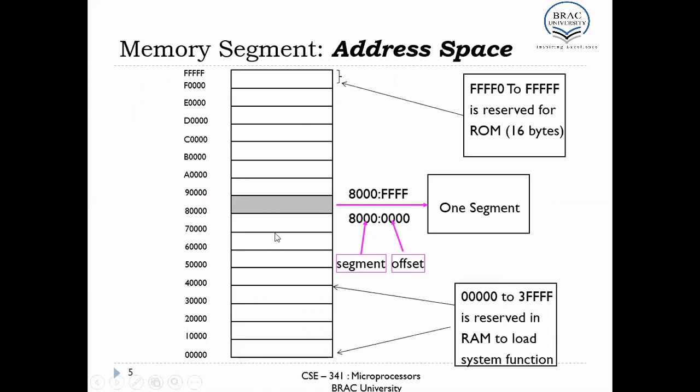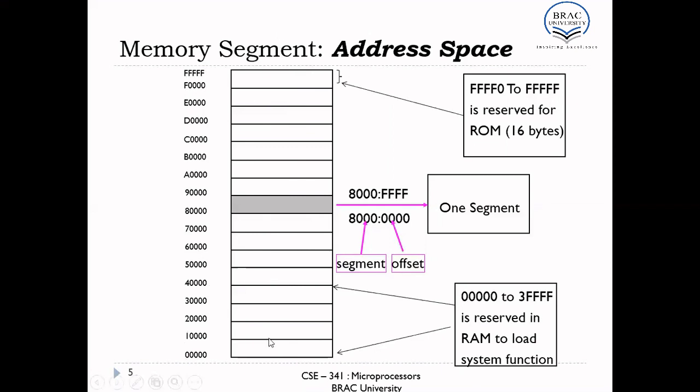And you can easily see this 1 megabyte address space is divided into 16 partitions. This is number 1, this is number 2, and this is number 16. So there are 16 partitions, and all these 16 partitions are called segments, right? Okay. Each segment has a starting address. Starting address means where the segment starts. You all know now there are 16 total segments, right? And each segment is of 64 kilobyte size.